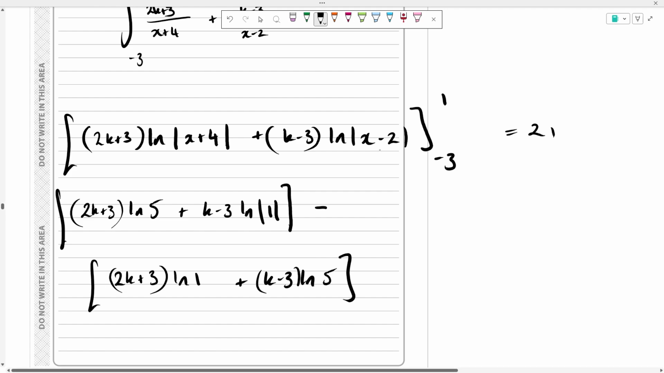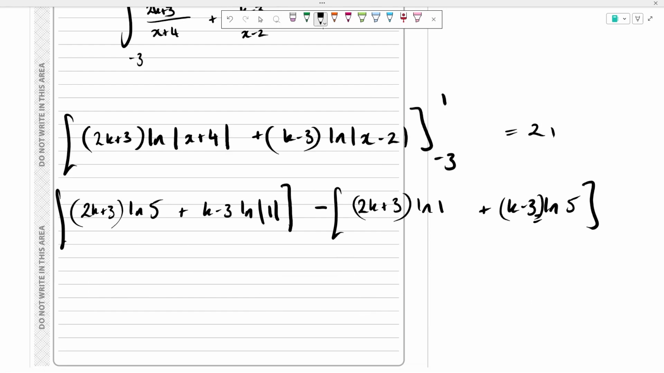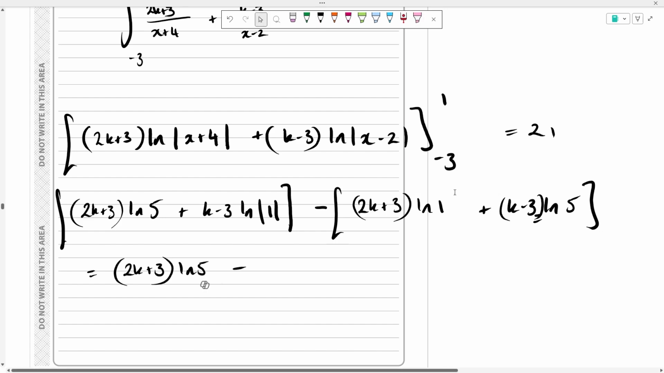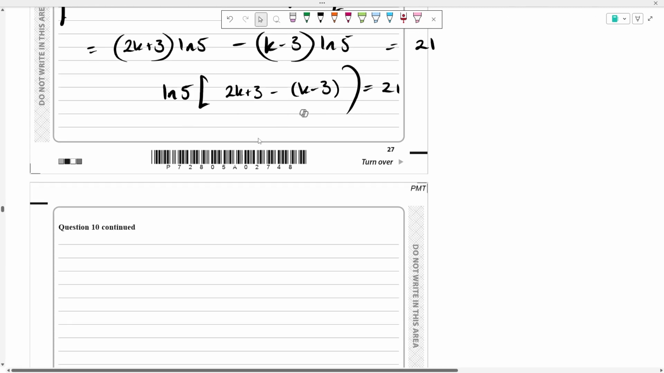Cool. Now let's start to simplify some stuff. You can see that we have an ln 1 here. ln 1 in your calculator, you should know that is just equal to 0. So I'm going to rewrite this like the following. So this becomes 2k plus 3 ln 5 minus, again this is 0, so this becomes minus k minus 3 ln 5 is equal to 21. I can factor out an ln 5, so this becomes ln 5 times 2k plus 3 minus k minus 3 is equal to 21. And then we can start to solve for k.